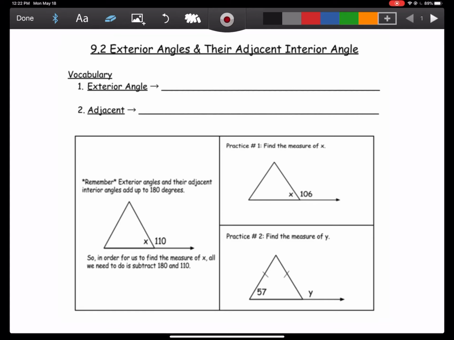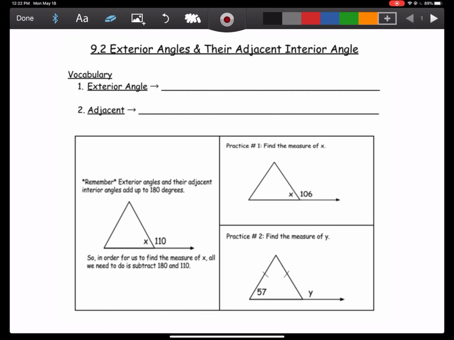Okay, this is 9.2, exterior angles and their adjacent interior angle. So take a minute to look at the whole page. Keep in mind, writing is very important.